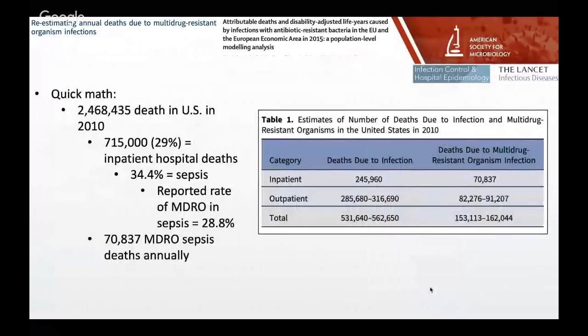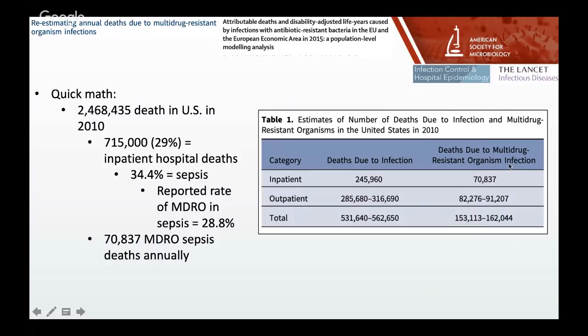So this study, from Infection Control and Hospital Epidemiology, is extremely fast. It is a one-page read. There's a lot of quick calculations. I'm going to go through one of them in order to cover this table that gives a new number for deaths due to multi-resistant organism infection.